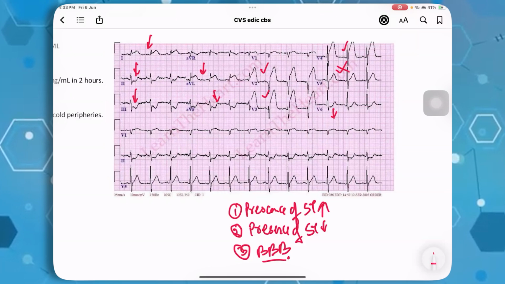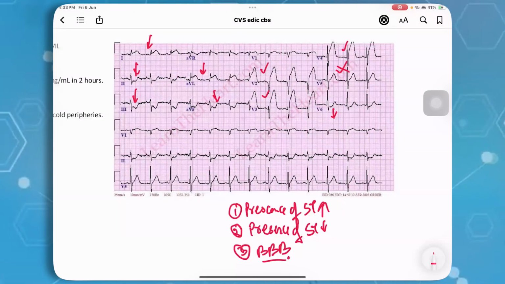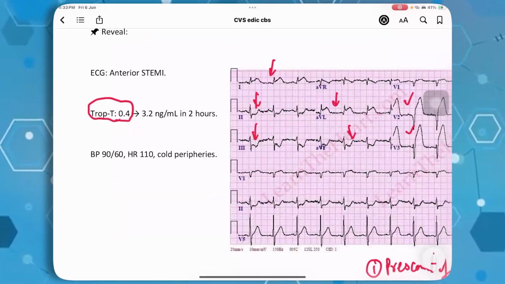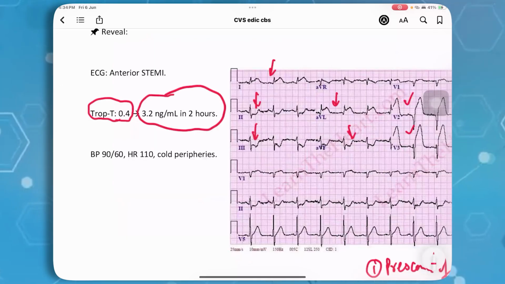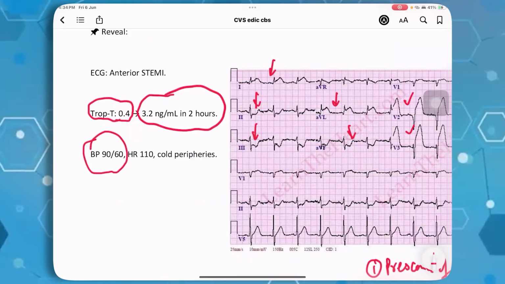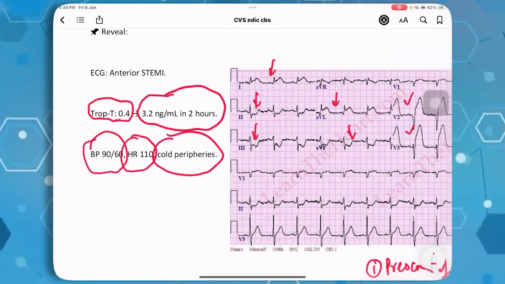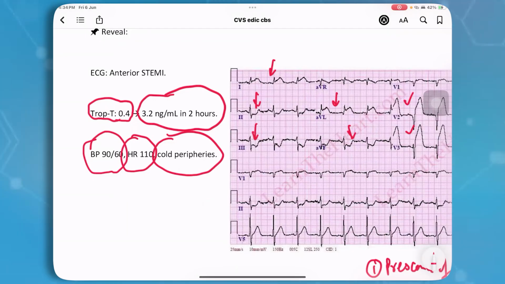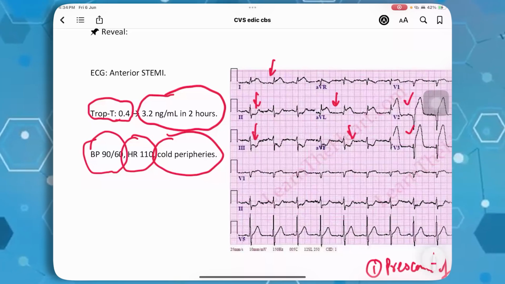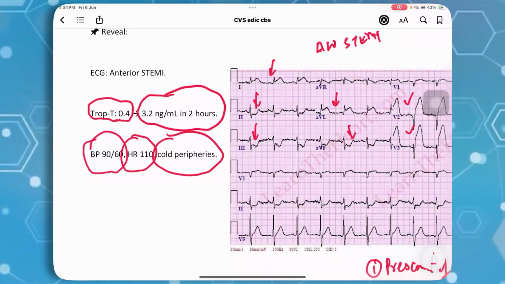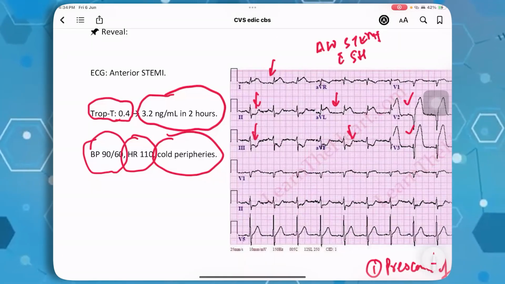The troponin T was 0.4 on presentation, but within 2 hours, it increased from 0.4 to 3.2. The blood pressure is 90 by 60, heart rate is 110, and the patient has cold peripheries. So what is the diagnosis now? Complete diagnosis. So the patient has anterior wall STEMI with shock or hypotension.